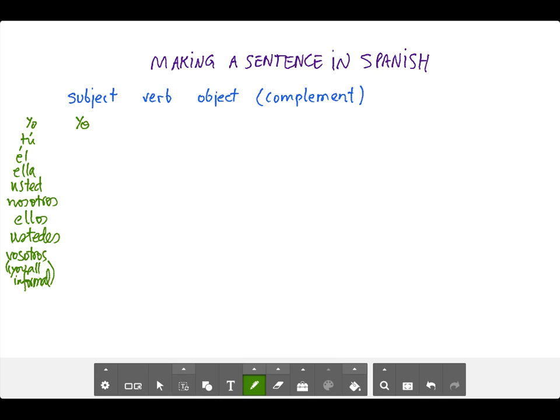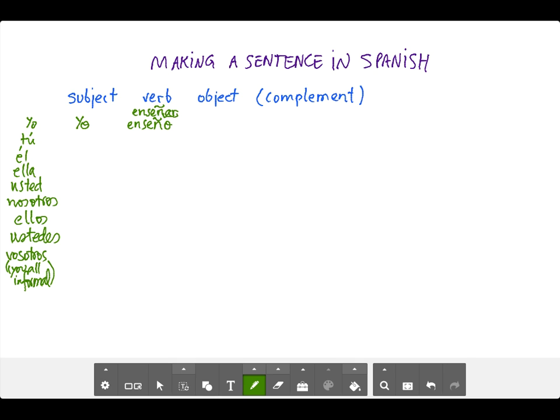yo, and you have to think of, okay, what is this I? What am I? What do I do? So I want to say that I teach. I have to think, okay, that's the verb enseñar. That's a verb you find in a dictionary, to teach. But of course, you have to change the ending into the subject yo. So yo enseño.